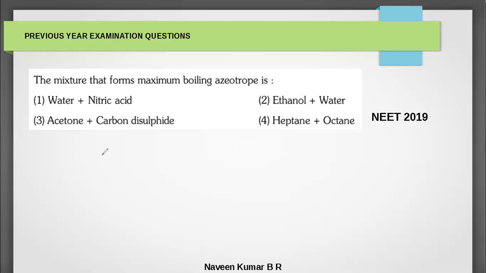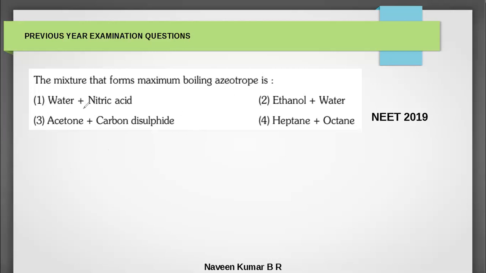We'll move on to the fifth question. It is a second question from the NEET 2019 examination. Again, it is a direct example based question. The mixture that forms maximum boiling azeotrope is. So we know that the solutions which show negative deviation from Raoult's law will form maximum boiling azeotrope.